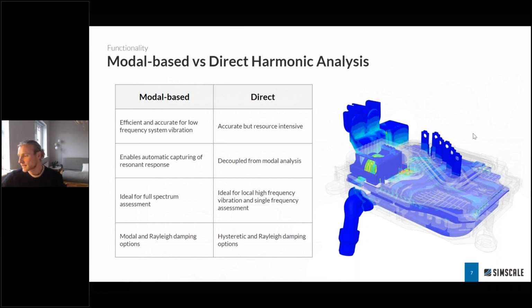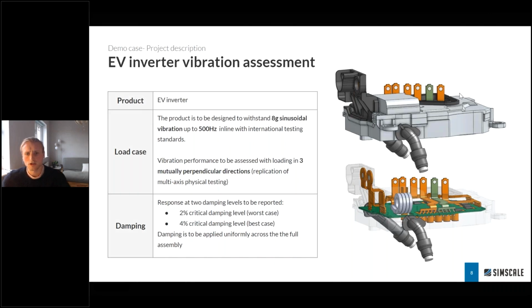Hopefully that wasn't too boring in terms of the differences in methods that we have on the platform. I'd now like to jump into an example, and I'll then give you a full live demonstration of the new capabilities in action. So we'll look at an EV inverter. The product needs to be designed to withstand 8G sinusoidal vibration up to 80 hertz. This is typically stipulated in, for example, the UN testing standards, and it's based on road-induced vibration.